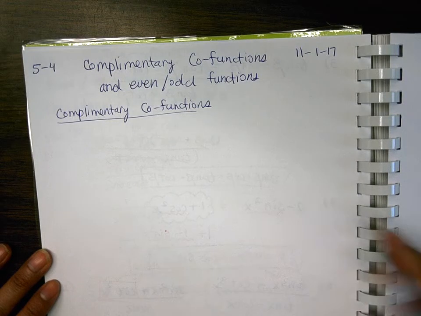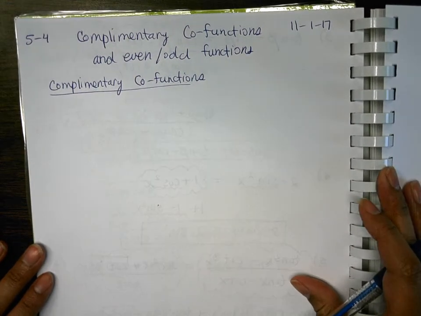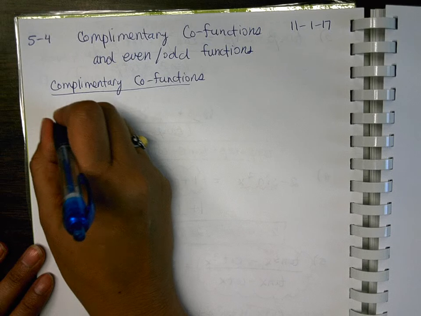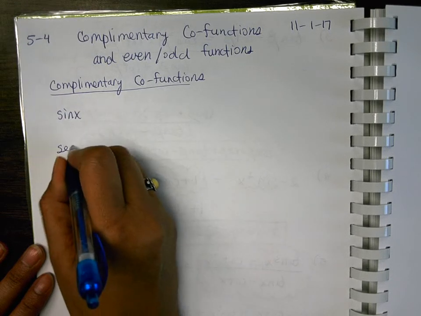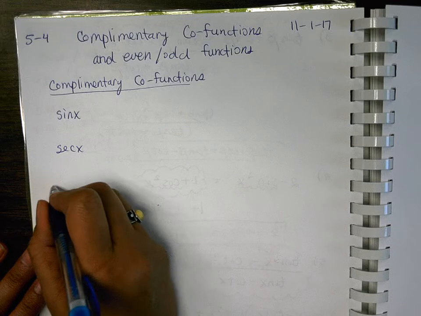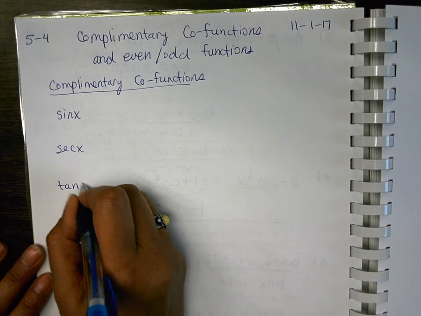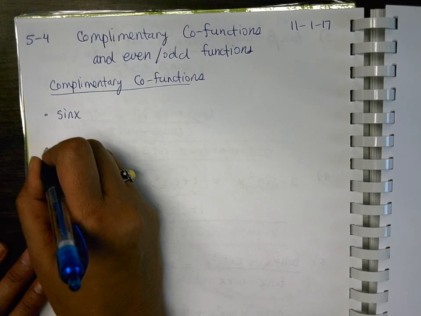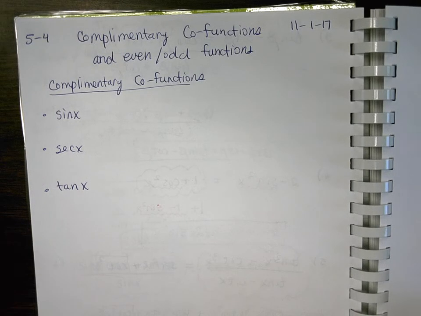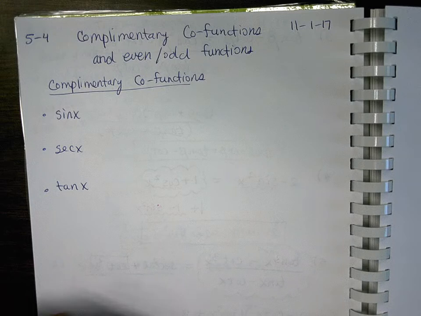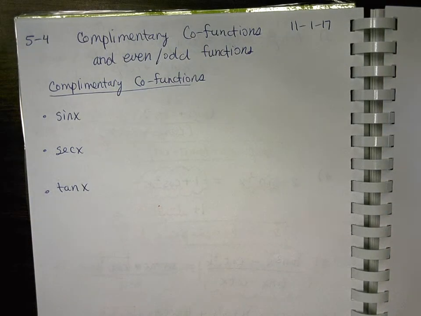Complementary cofunctions. All right. Sine x, I'm going to write down secant x, and then I'm going to write down tan of x. Now you're maybe thinking, why sine, secant, and tan instead of sine, cosine, tan like we usually do? Anyone wondering that? The reason is because we're working right now on cofunctions.